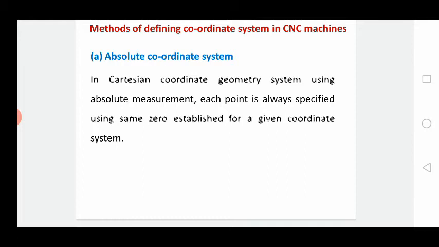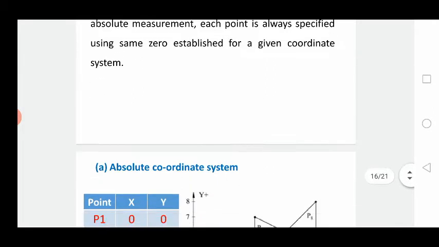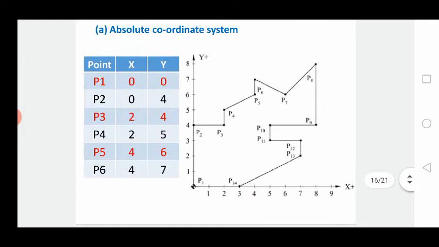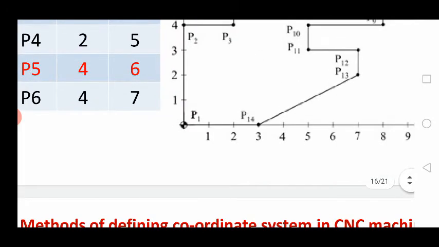In the Cartesian coordinate geometry system, using absolute measurement, each point is always specified using the same zero established for a given coordinate system. That is, we define the coordinates with respect to the origin. That is what we call the absolute coordinate system. We have an example here with which it will be much more clear for you. You can see here point 1, which is the origin, p1 origin.